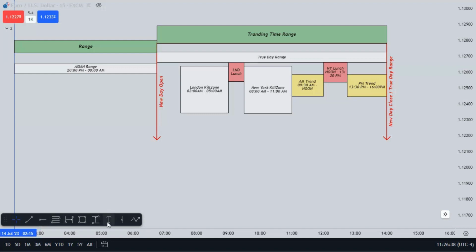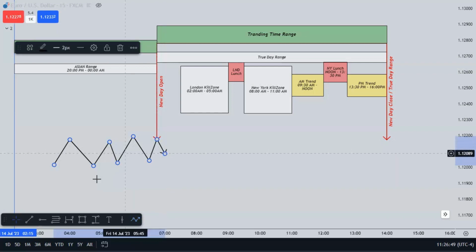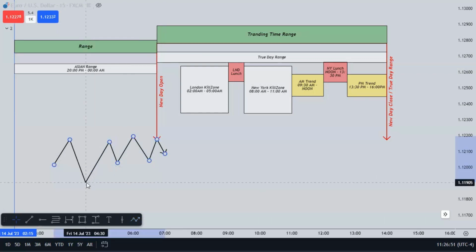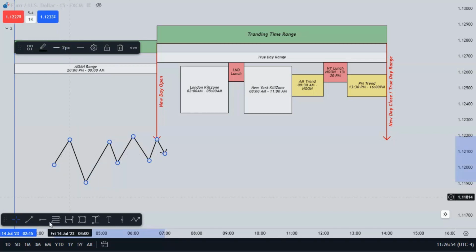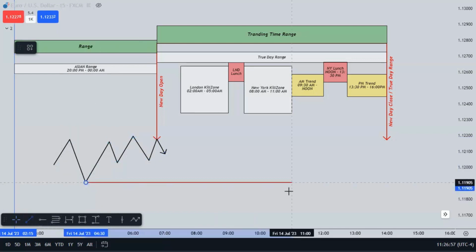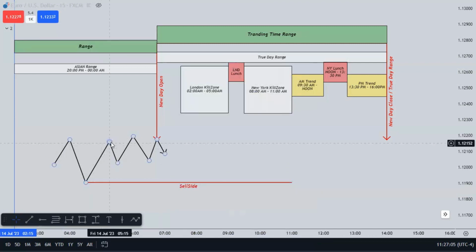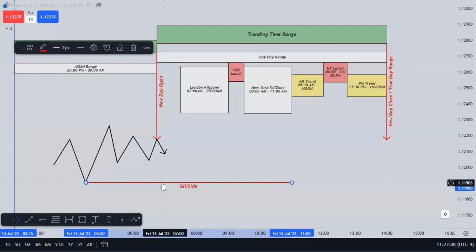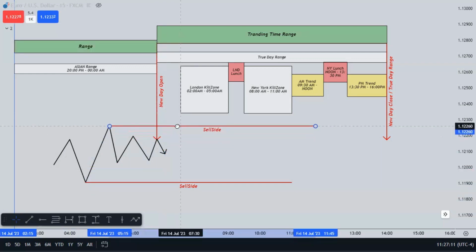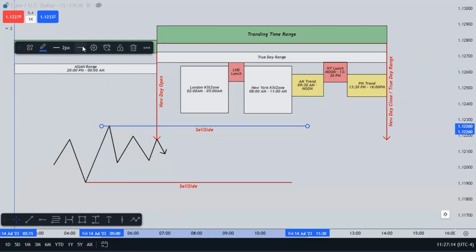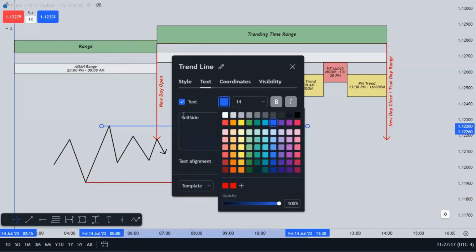In other words, we can have some form of a range within Asian range or Asian kill zone, right? And then somehow, some way, price creates a low, right? We got that as sell side. The highs, I regard as buy side. Like that.